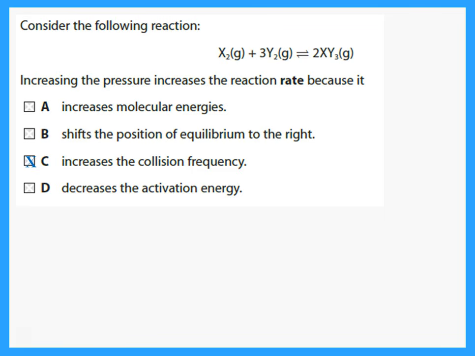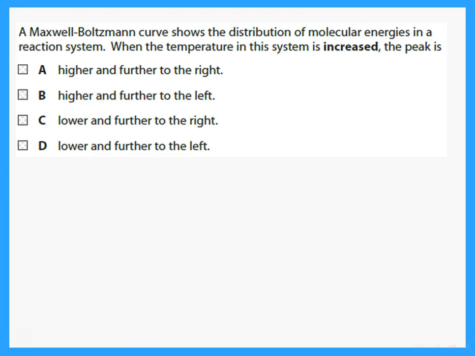Remember, you cannot say it increases energies if you're not increasing temperature. The only time that the particles gain more energy is if we're increasing temperature. A Maxwell-Boltzmann curve shows the distribution of molecular energies when the temperature in the system is increased. Again, when the temperature is increased, what happens? We said it will lower the peak and move it further to the right.